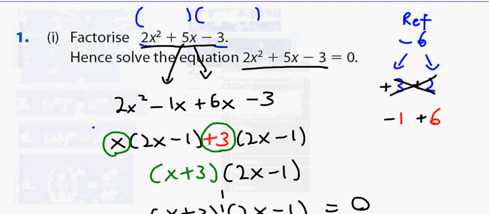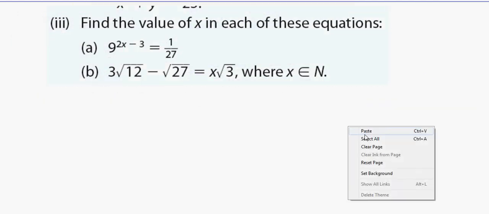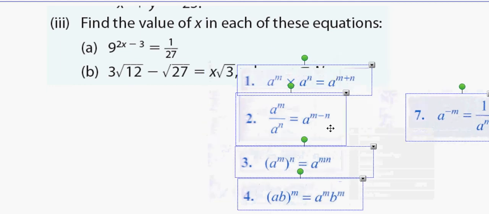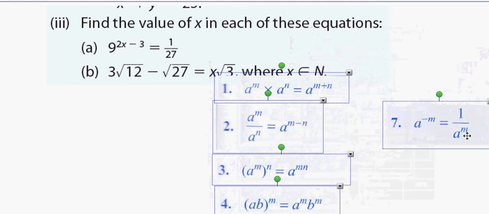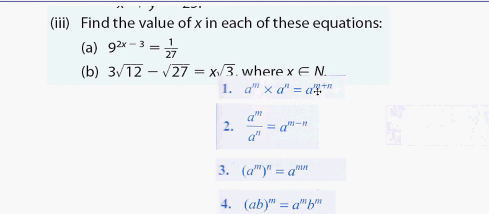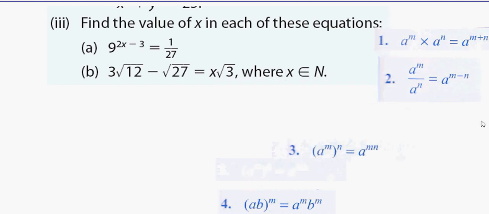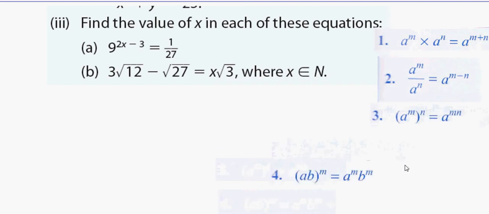Okay, paste. Okay, so a bit all over the place here. So maybe I'll just delete this one off for a second. Okay, so we have some laws here, the laws of indices. So what we can do at the start here is we're just going to try this question now here.